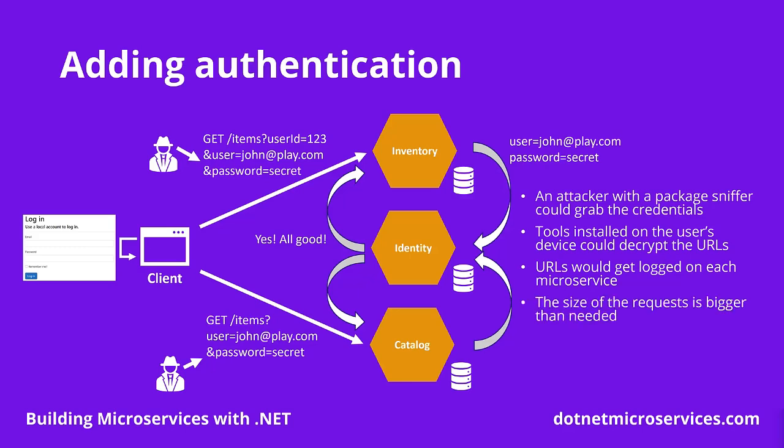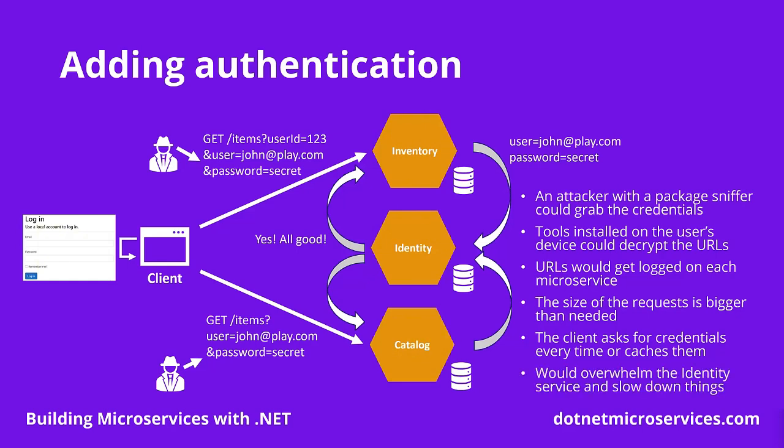The size of each request will be bigger than it needs to be, and there are limits to request URLs. The client would need to ask for credentials every time, or perhaps would keep them in its local cache, which is just as bad. And let's not forget that we might overwhelm our identity microservice with potentially hundreds of checks on every request from each of our microservices, which will of course also slow down the overall system unnecessarily. There's probably a better way to authenticate our users.